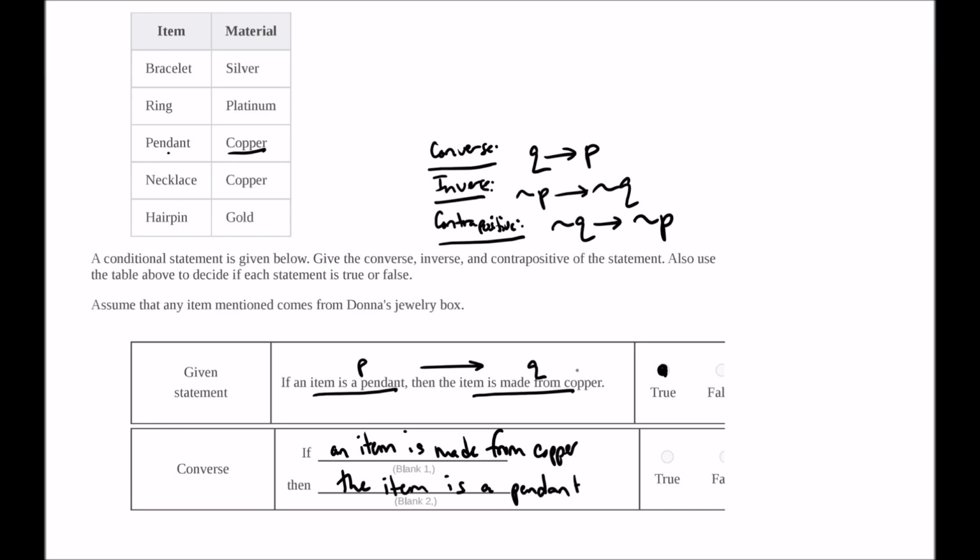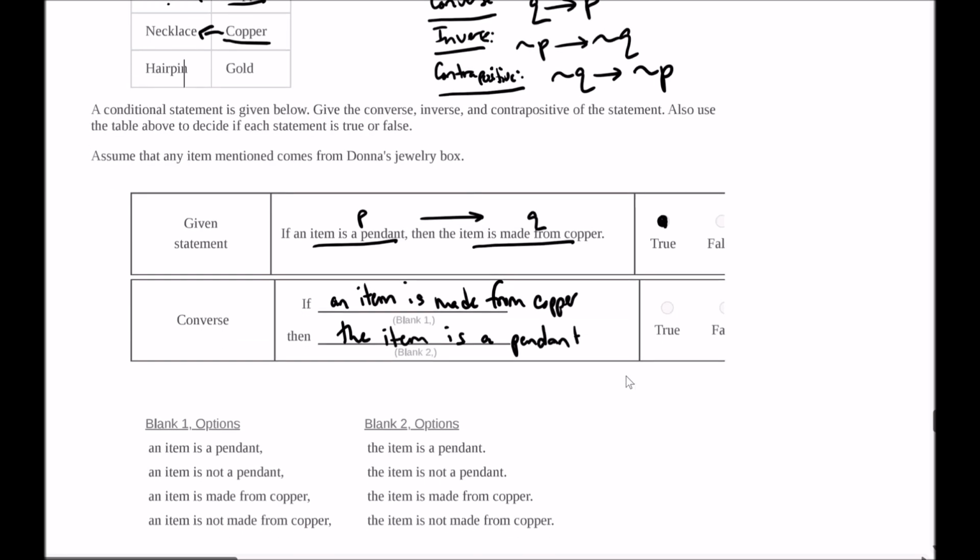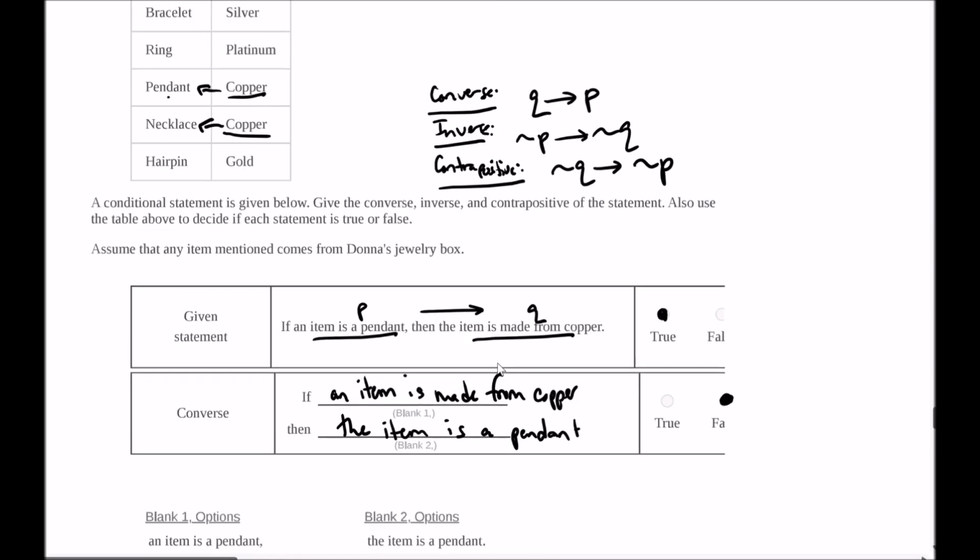So we got copper, then that leads to pendant. That's true there. However, what if it was copper and it led to a necklace? Then this will be false, right? So overall this has to be false, because it doesn't have to lead to a pendant. It could be a necklace. So that takes care of that.